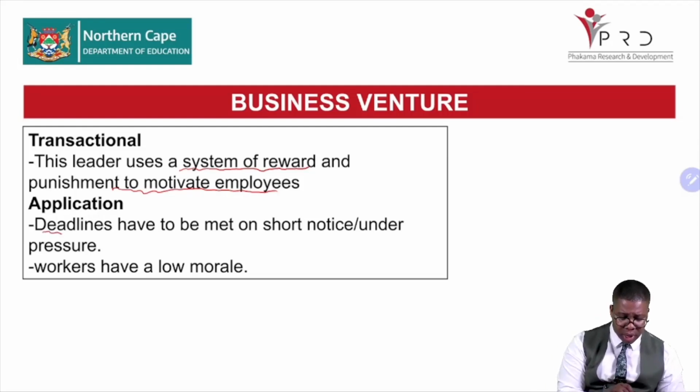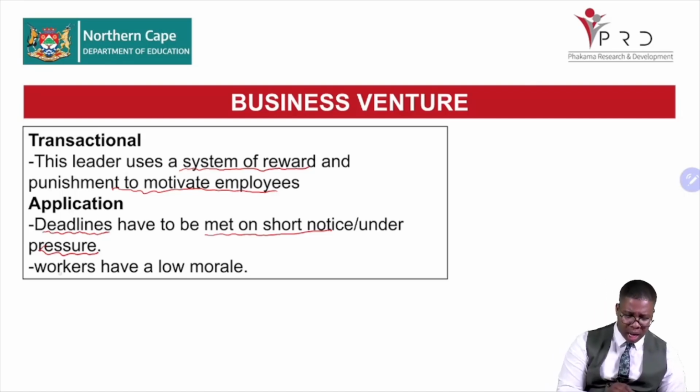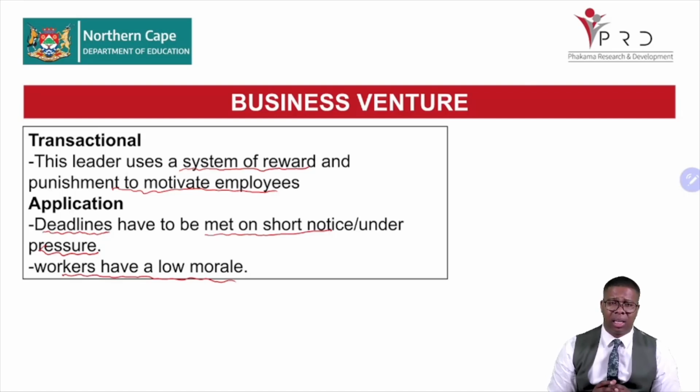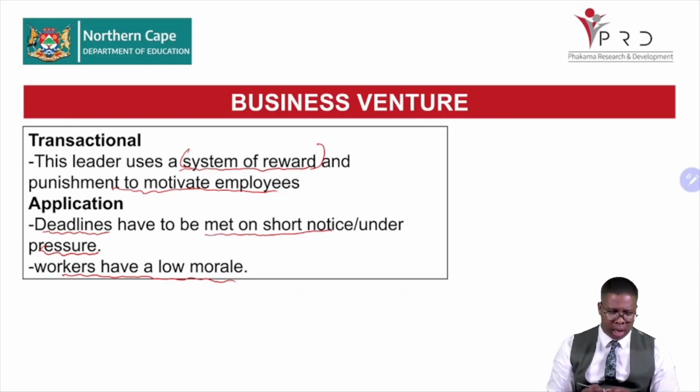You use this leadership style when deadlines have to be met on short notice or under a lot of pressure. So when there is a task or an activity that has to be submitted at short notice, the leader would say whoever submits first will be rewarded. Maybe they'll get a voucher for 500, a holiday trip, or a flight ticket to wherever they want to go. Again, it can be used when workers have low morale. If employees are demotivated, this leadership style can be used so that the reward will improve the morale of the employees.